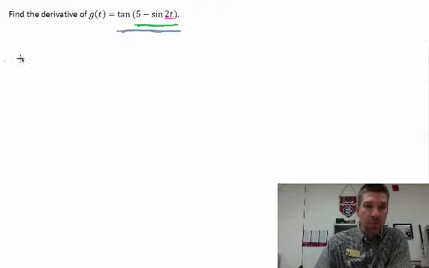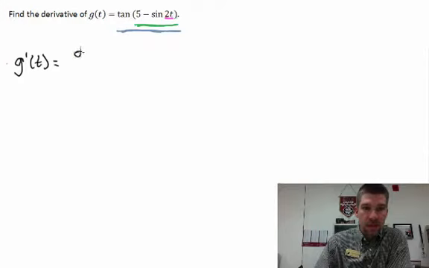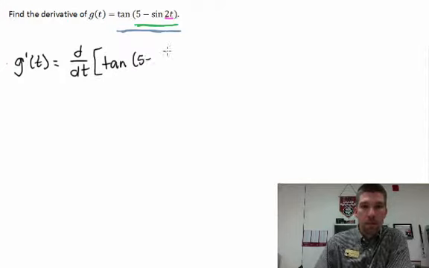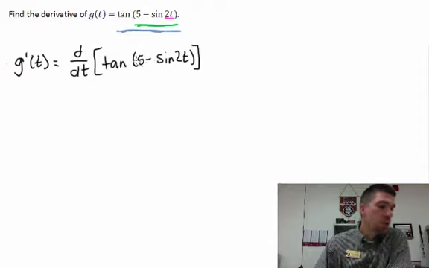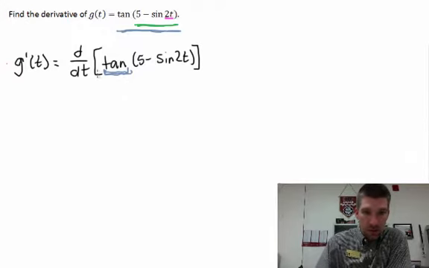Okay, so if I take g prime of t, that's the same thing as taking the derivative with respect to t of the whole thing. But we've got a lot going on here, so we're going to look at the derivative of this guy first. The derivative of the tangent is secant squared. So we're going to have secant squared, and we're still going to have 5 minus sine 2t here.